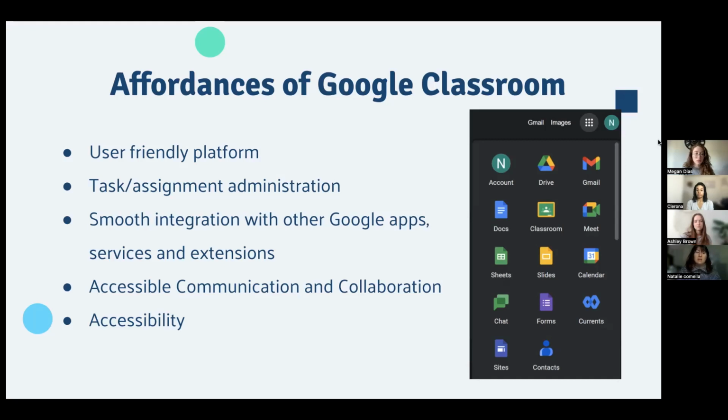And the last affordance that we looked into was the accessibility of the platform. So this platform can be accessed on any device that has internet connection. Thus, users have access to information from various locations, such as their home, school, work, or any other location with internet. In addition, many schools within Ontario have access to Chromebooks, which have Google Classroom already installed automatically.